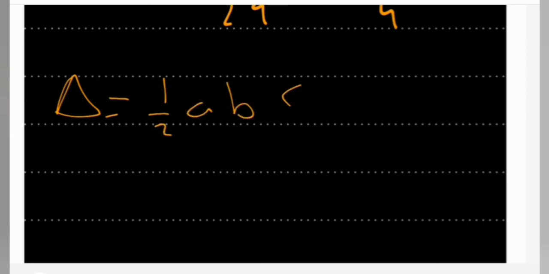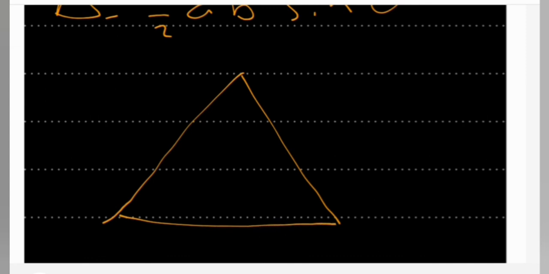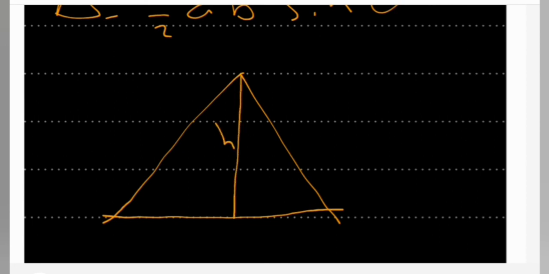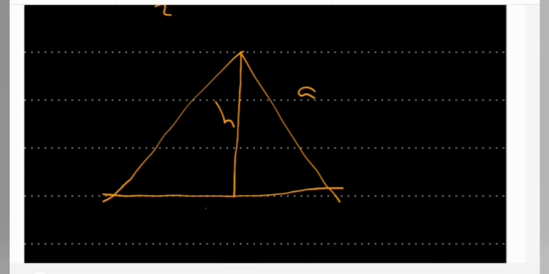But let's prove that the area of a triangle you can find by half AB sine of the angle between AB. So look, imagine that we had this triangle over here, okay? And so this over here is H, and this is A, this is B, and this is the angle, okay? The angle that we have.